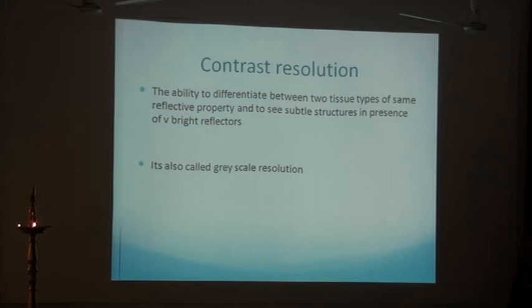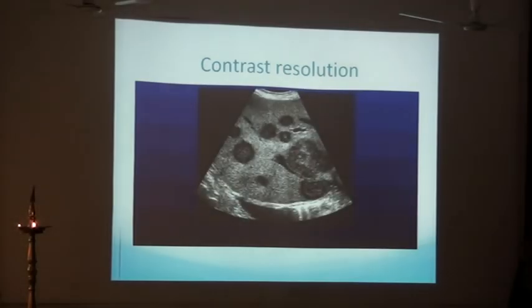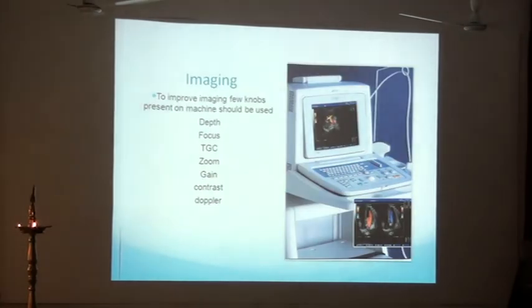Contrast resolution is the ability to differentiate between two tissue types of similar reflective property and to see subtle structures in the presence of very bright reflectors. It is also called the grayscale resolution. As you can see in the slide of liver ultrasound, you can see the secondary metastasis present in the tissue.